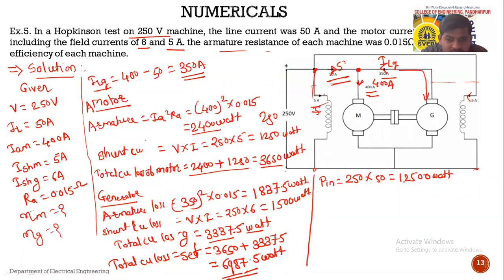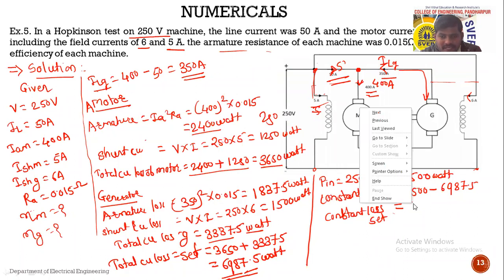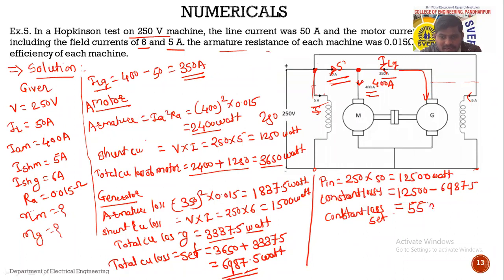सो 250 into 50 is equals to 12,500. Constant losses it is equals to 12,500 minus 6,987.5. किती येत आहेत कॉन्स्टंट लॉस? कॉन्स्टंट लॉस ऑफ सेट दोन्हीचे 5512.5. Okay, so this is the set.